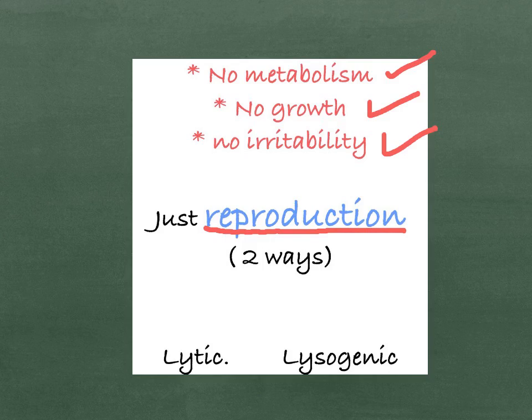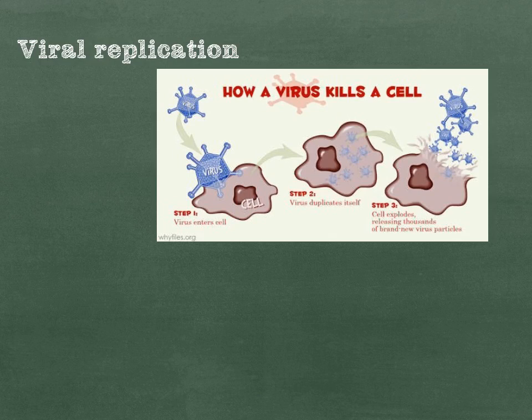Another important thing to know is that this replication or reproduction can be divided in two different ways or two different cycles just in viruses: lytic cycle and lysogenic cycle. For a virus to replicate, remember the actual concept will be viral replication, the first step must be the virus touching the cell, or getting very close to the cell.